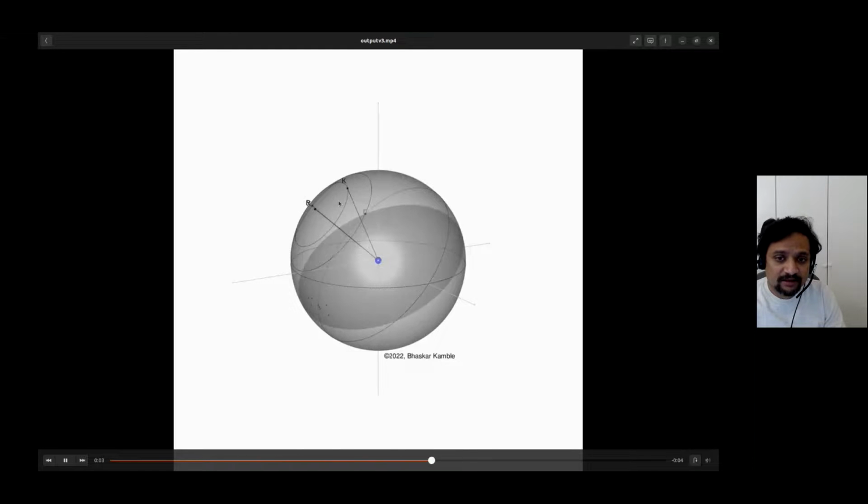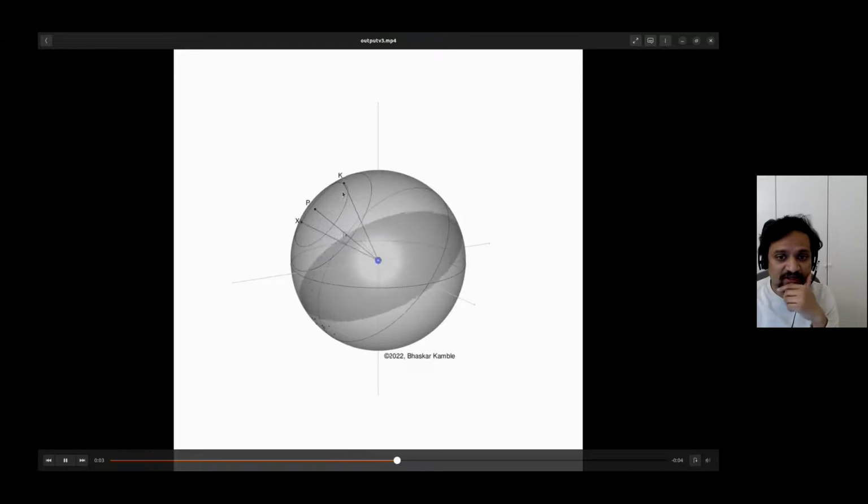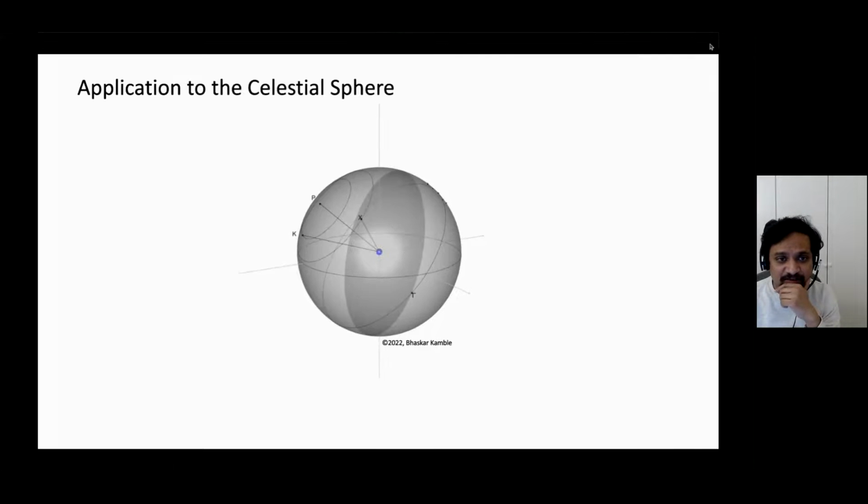P, of course, remains fixed because it lies on the axis of rotation. The ecliptic pole rotates, and X is any... I forgot to mention here. Maybe I just go back here and mention once again in the presentation. So X is any arbitrary object in the night sky. It can be the sun, the moon, a star, anything, or a planet. So this object we denote by the letter X.